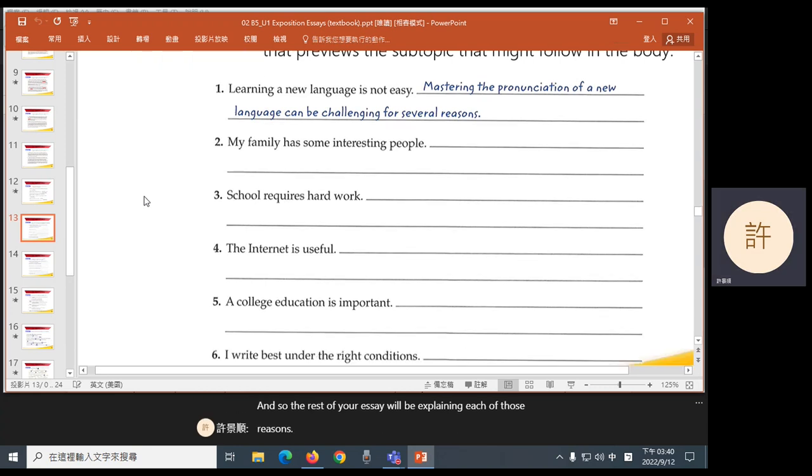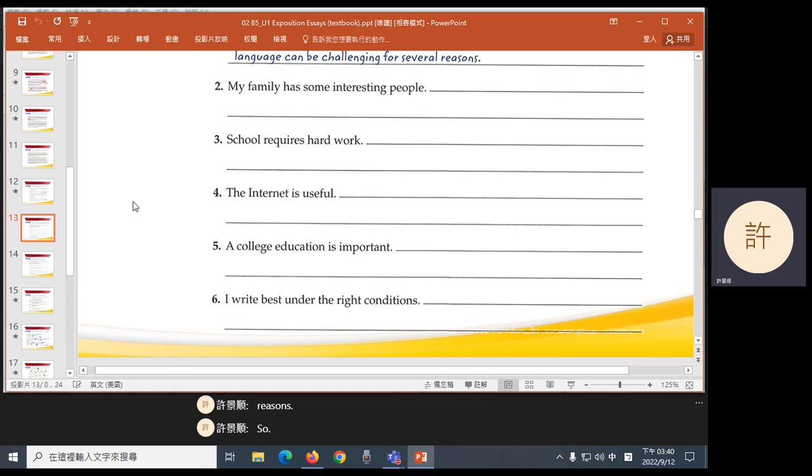So during the break, why don't you try numbers 2 to 6? How can you add more detail to each thesis statement? I'll give you 15 minutes. And then I will invite you to share your answers with the class. And I will invite you by calling your name from the sheet. Okay, let's take a short break.